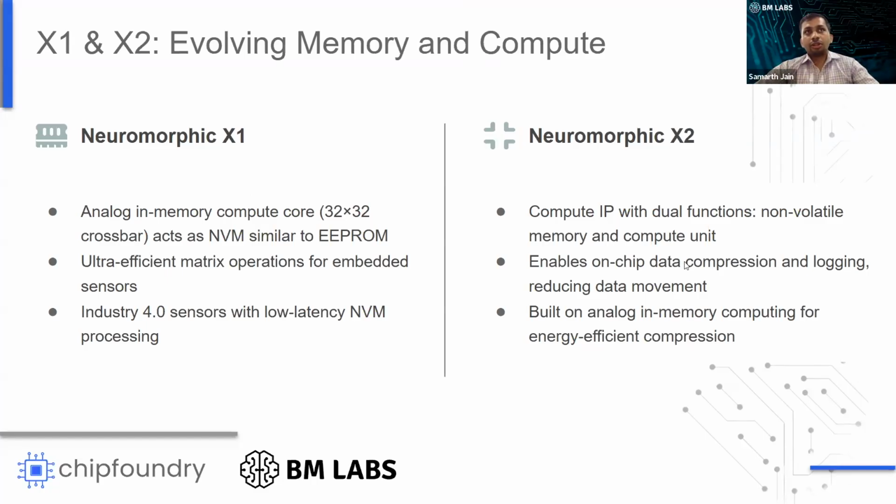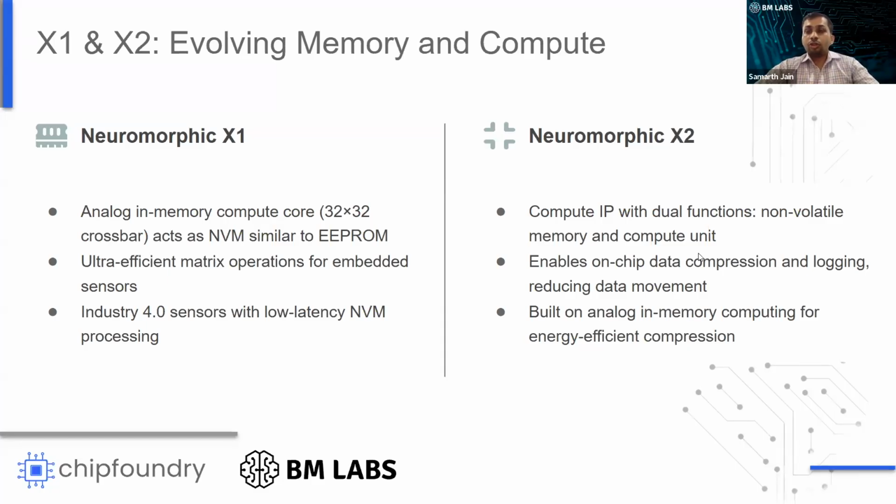Comparing crossbar 1 and crossbar 2, crossbar 1 is a 32 by 32 crossbar which acts like embedded NVM, functioning similar to EPROMs. But it's ultra efficient because it's inside the chip. You can use it for backend processing if you have a sensor inside the SoC. And it's great for IoT applications and Industry 4.0 sensors with low latency NVM processing.